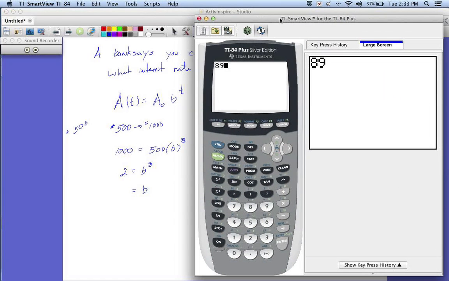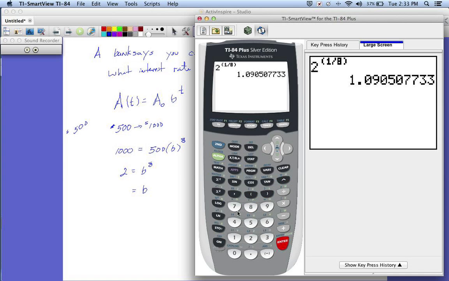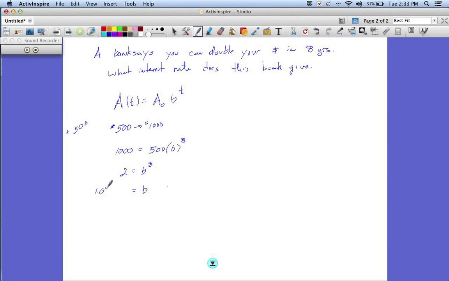There's the large screen. So we are looking at the 8th root of 2. Remember, we know fractional exponents now, so I'm not going to do the 8th root. I'm going to do it to the 1/8 power. And there's our answer, 1.0905.